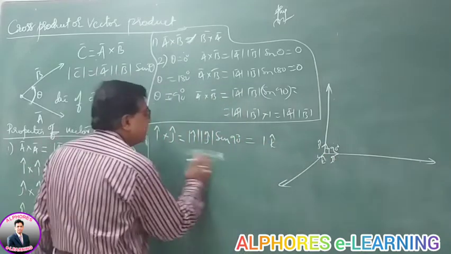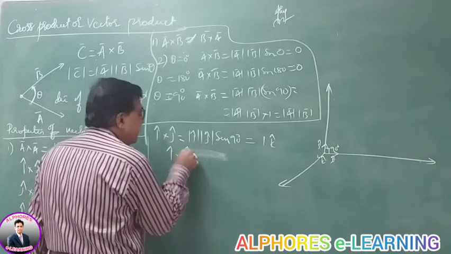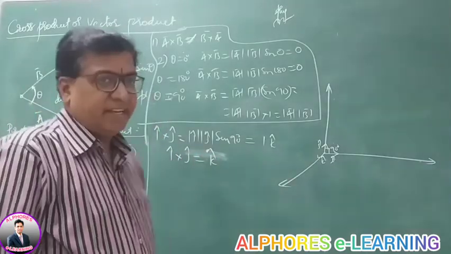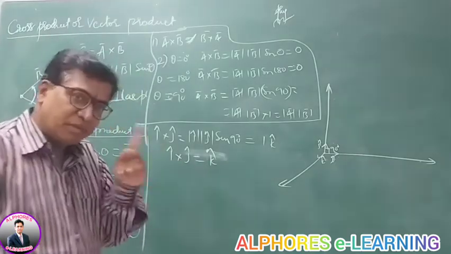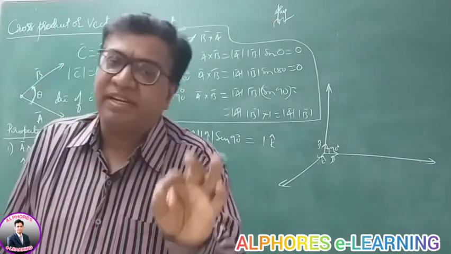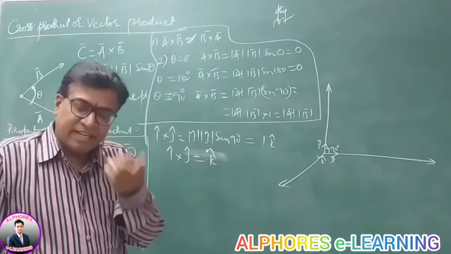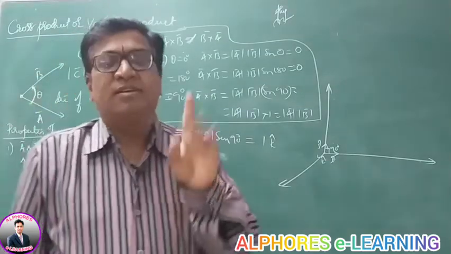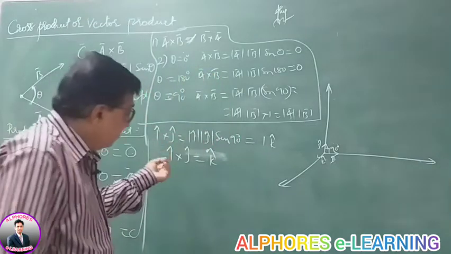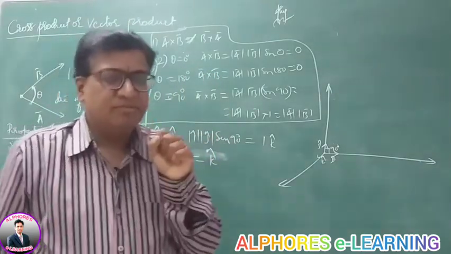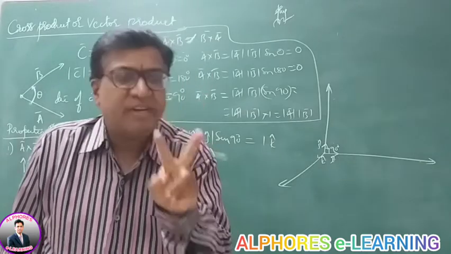Hence we get I cross J is equal to K. Very important point, right? Because I and J are both perpendicular. When the angle is perpendicular, the cross product is maximum. First point, right? When theta is 90 degrees, a right angle, the cross product will be maximum. Then the direction. Well, I and J are both unit vectors.